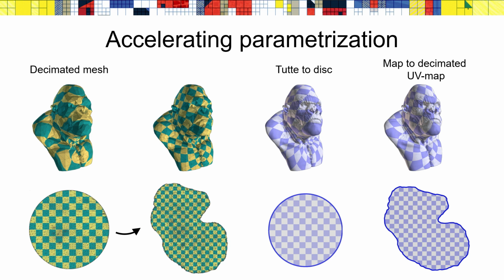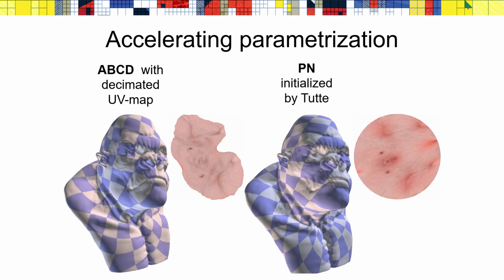Our algorithm can effectively repair inversions present in this initial map, and then it converges fast to the final isometric parameterization. Here is an example in which it takes only a few ABCD iterations to fix inversions and then only a few iterations of ABCD isometric optimization to converge, while the standard approach requires much more costly projective Newton iterations.